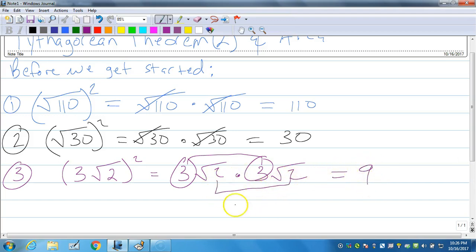And then the square root of 2 times the square root of 2. It's just like this question up here. The square root goes away. And you're left with just the 2. So it's 9 times 2, which is 18.